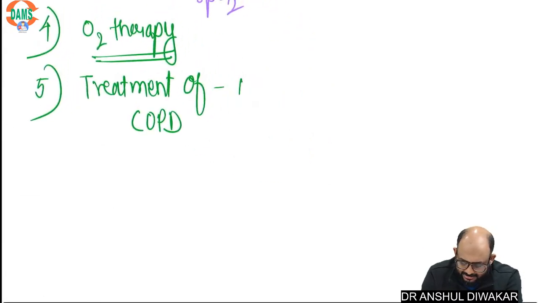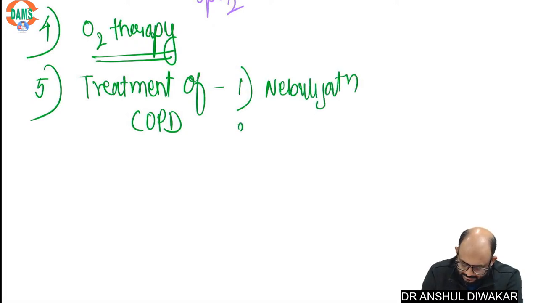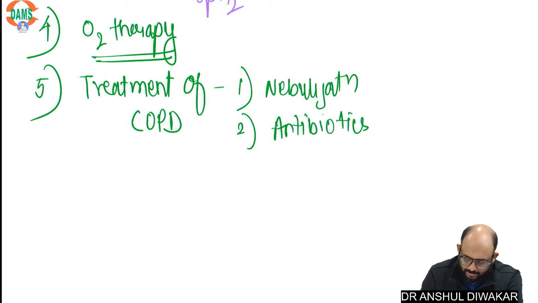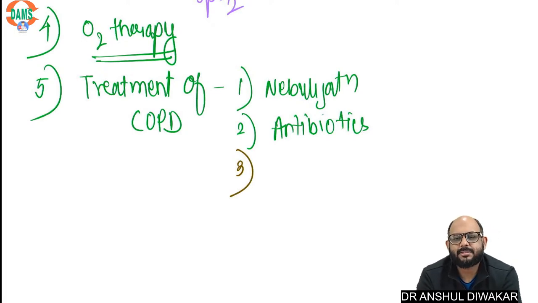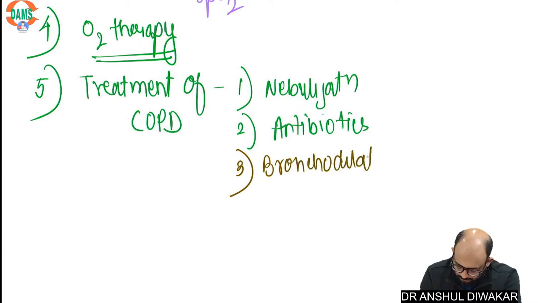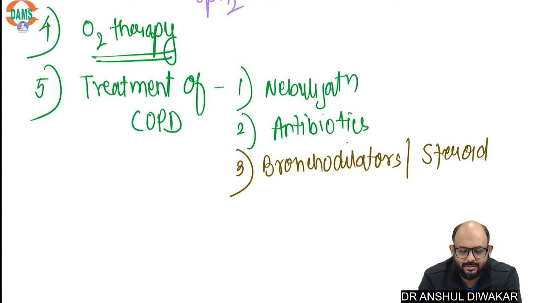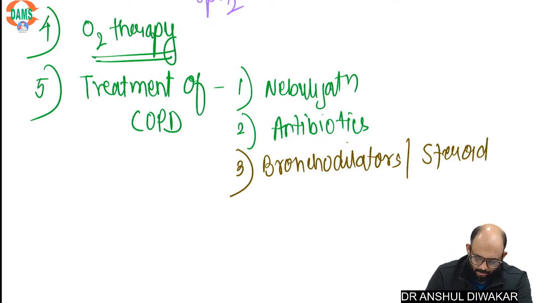And we will do basic nebulization to relieve the bronchospasm, antibiotics to relieve the infection, bronchodilators, and steroids. Again, these are parenteral steroids. Very good. And then once you have stabilized the patient, then you will think of investigations.